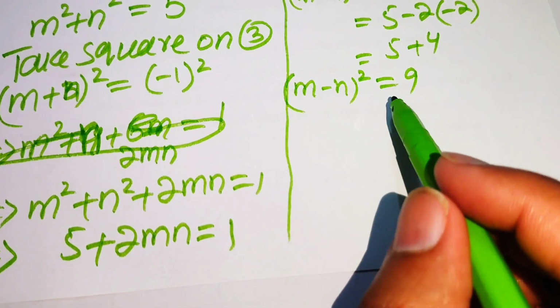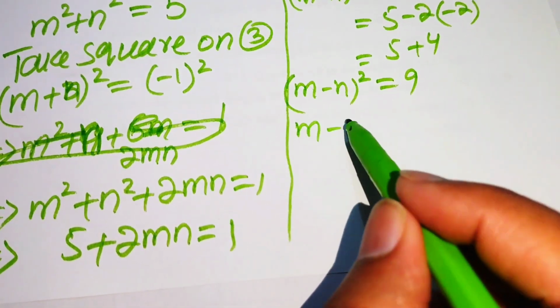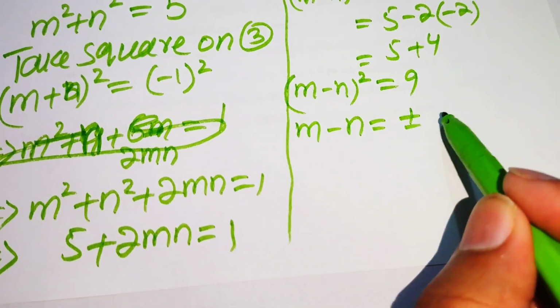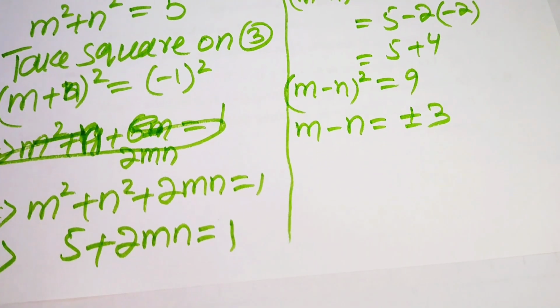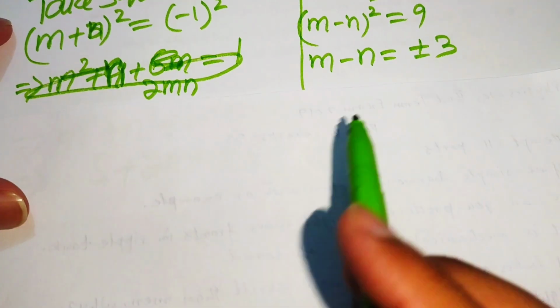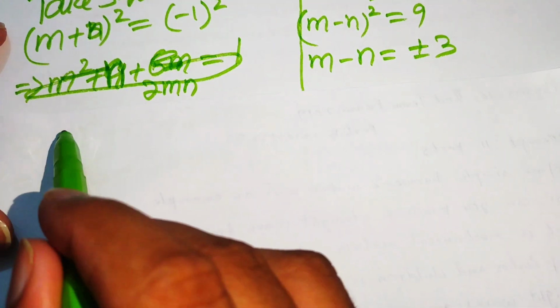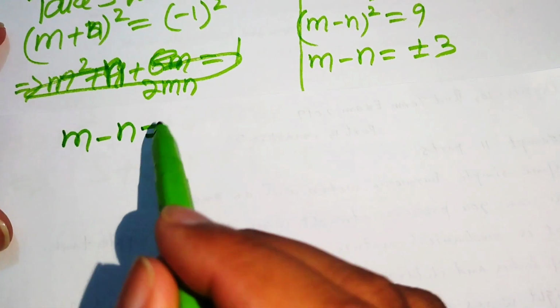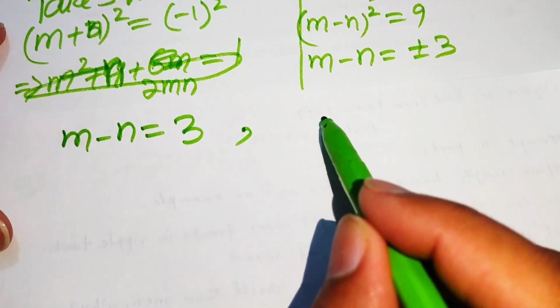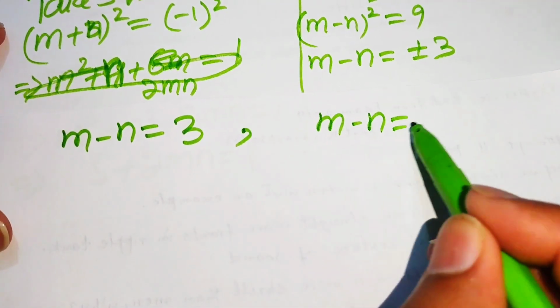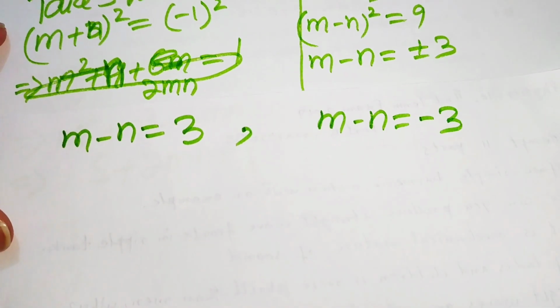And now we take the square root on both of the sides, and we get m minus n equals plus minus 3. So in the next step, we copy down these two values here. So first we write the positive value, m minus n equals 3, and here we write the negative value, it is m minus n equals minus 3.